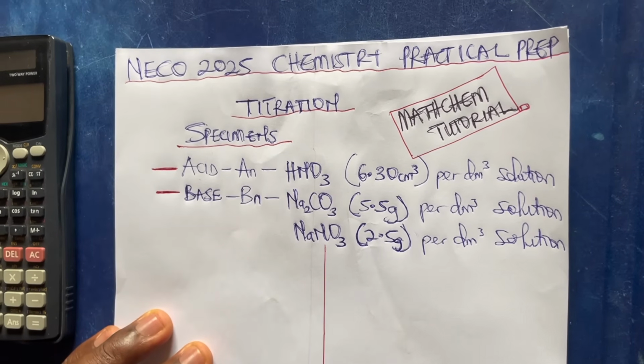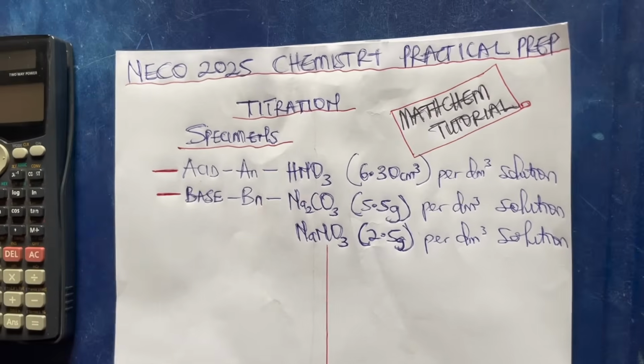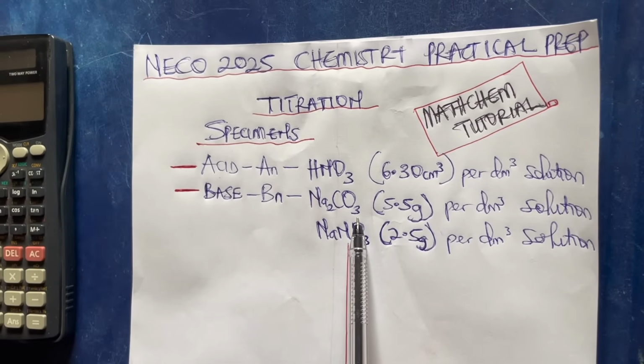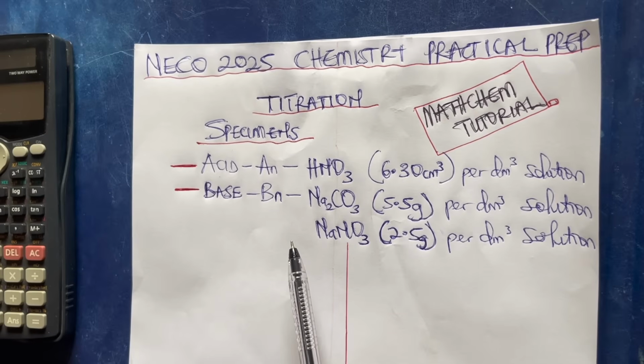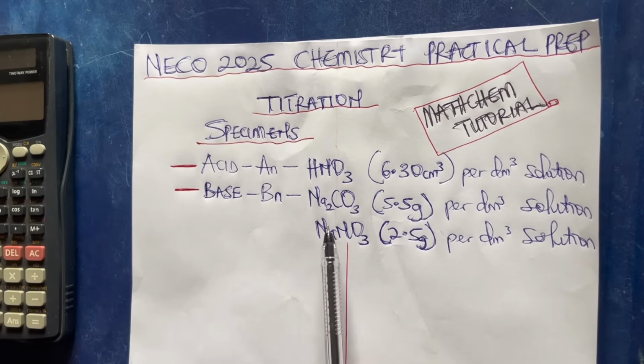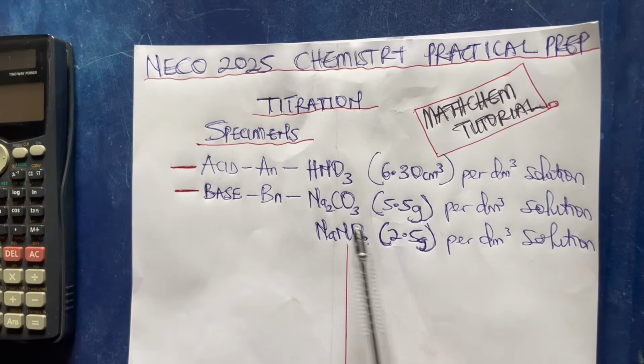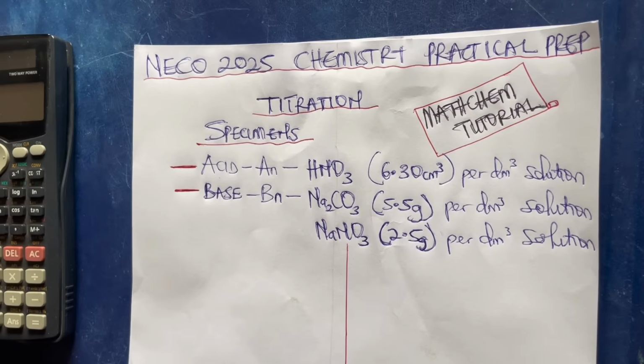So we have all this. Now look at this. Firstly, this is Na2CO3. It is a basic salt. Since it is a basic salt, it is going to be a weak base. I don't want to go into the explanation deeper. So Na2CO3 is acting as a weak base.